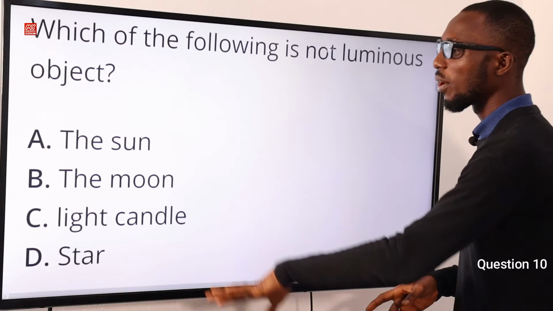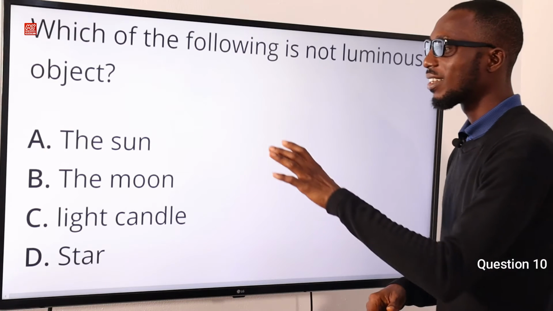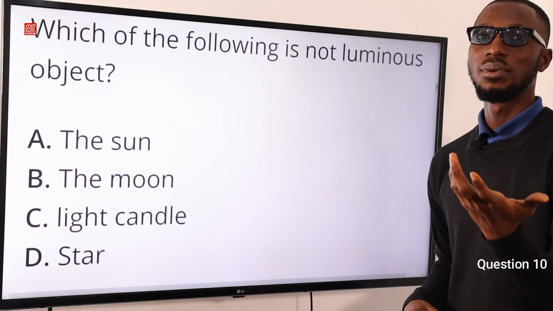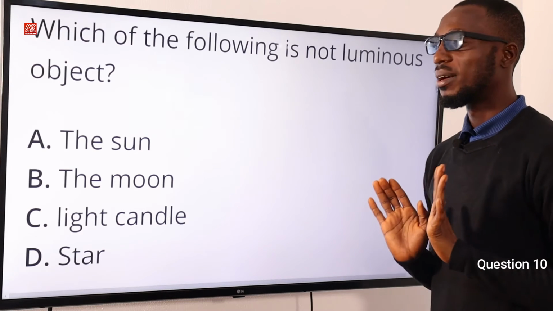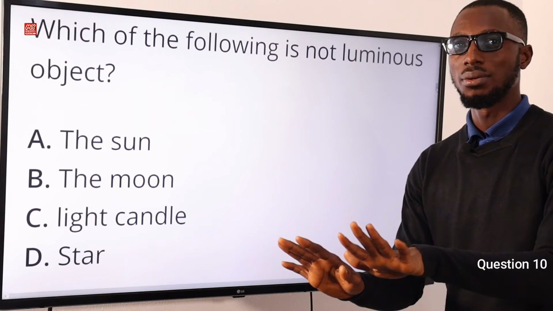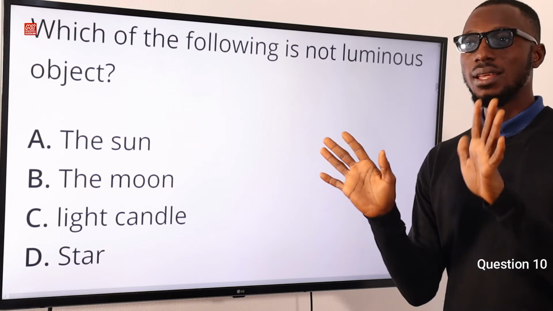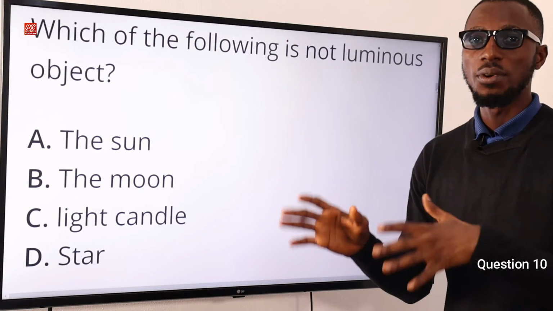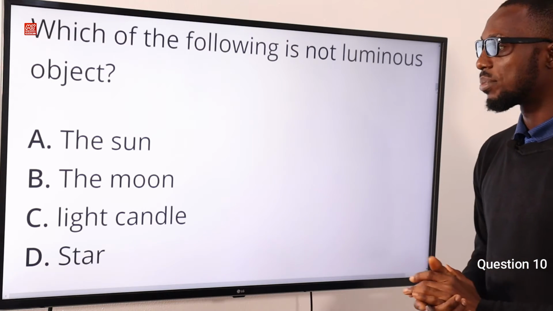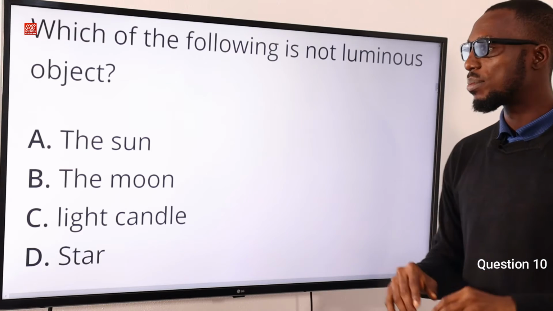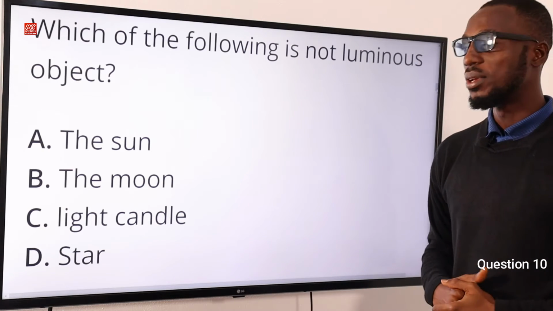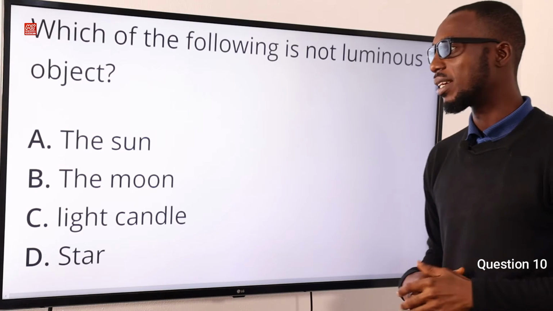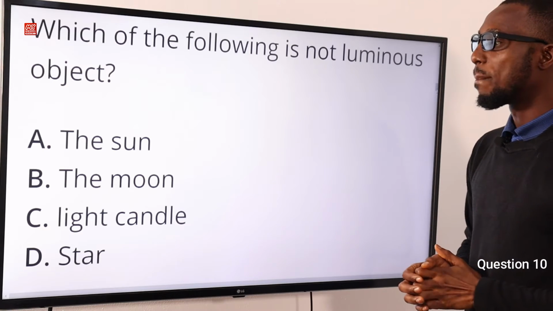So of the options provided here, the non-luminous objects are the ones that you can only see when there is light poured on them from a luminous source or a luminous object. So they are only visible when light comes on them. Such objects, like the moon, are non-luminous and receive light from the sun. So the correct option here is option B, the moon.